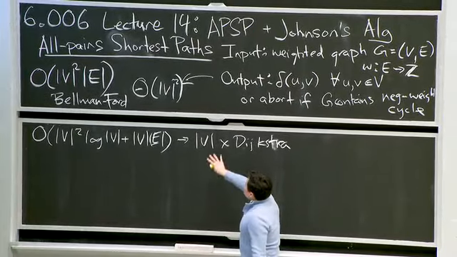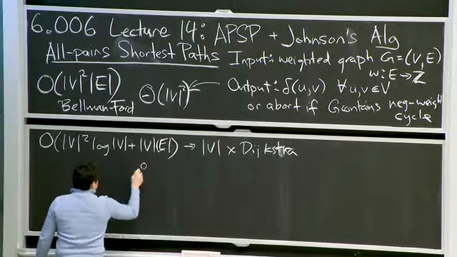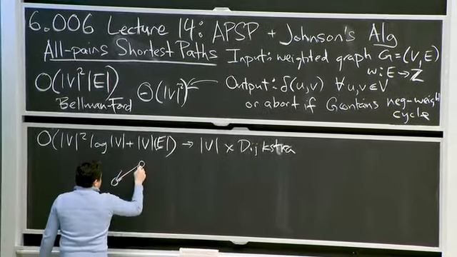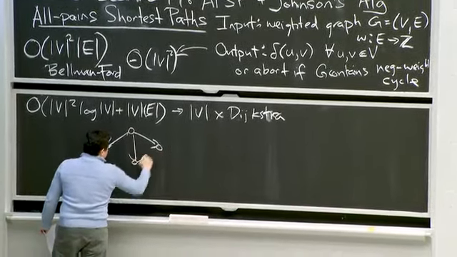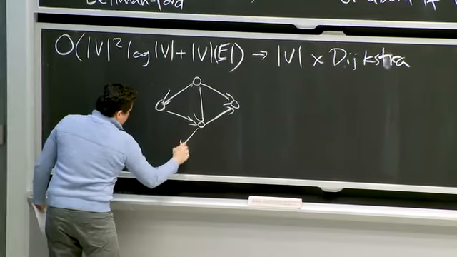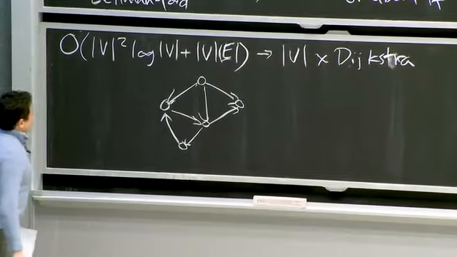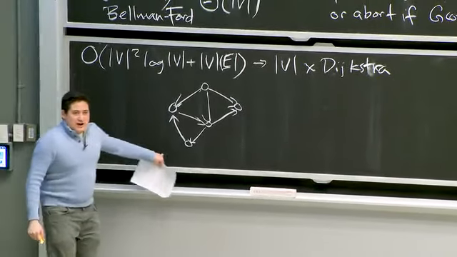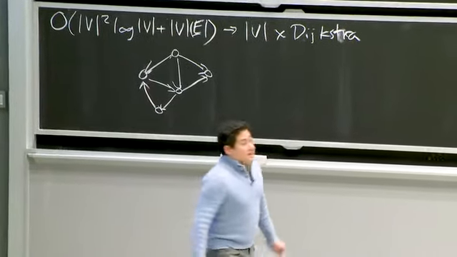The idea here is if we had a graph, should my graph be directed or undirected? I'm not sure. Let's see if we can make a directed graph. Okay, so here's a directed graph. Why do I not care about undirected graphs? Can anyone tell me?